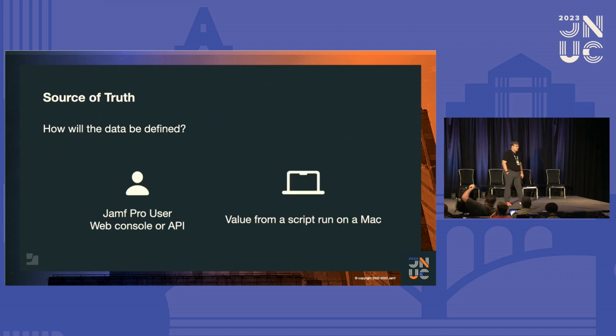One of the key things about extension attributes is you need to think about it in terms of a source of truth. How will this data be defined? Where are you getting this? You need to think about that when it comes to your criteria later on. You're either providing it as a Jamf Pro user through the web console or maybe the API, or you're pulling this value from a script running on your Mac.